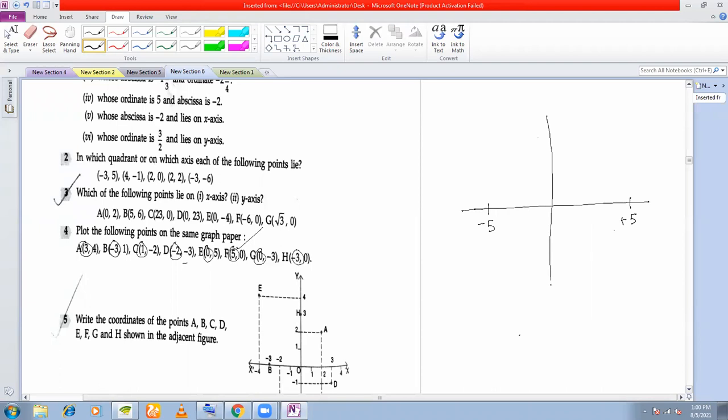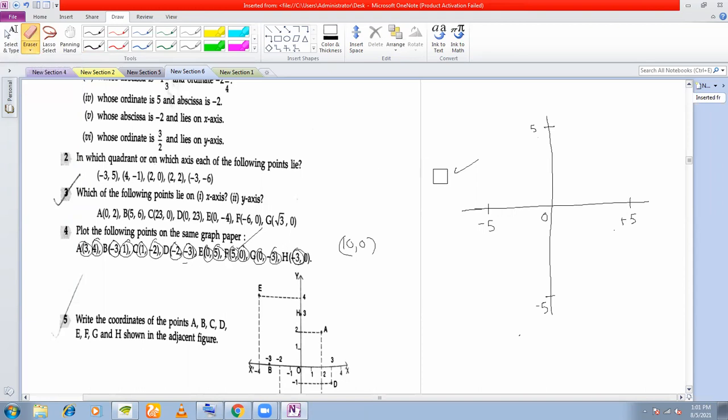And on the y-axis, when you are drawing, what is the maximum value? This is 4, 1, minus 2, minus 3, 5, 0, minus 3, minus 3. So even on the y-axis, you can move from plus 5 to minus 5, right? Then you can plot all the points. Can you plot a point like 10, 0 on this? You cannot, because it will go out of the graph paper, right? So depending on the coordinates, you will have to decide your scale.